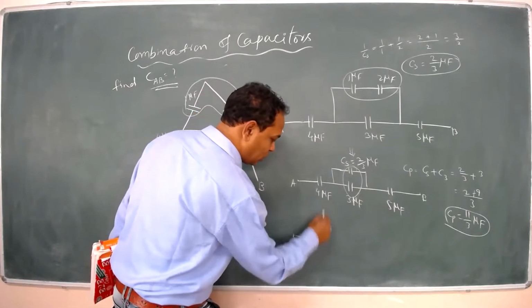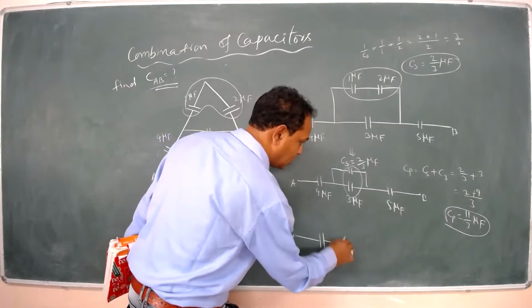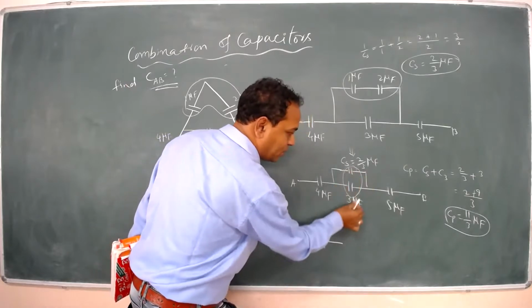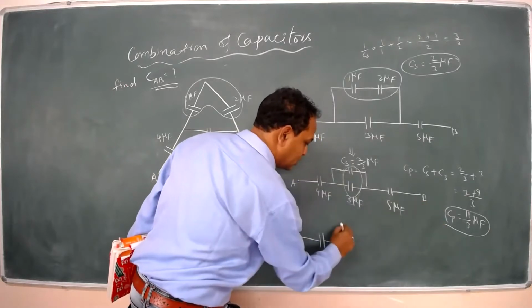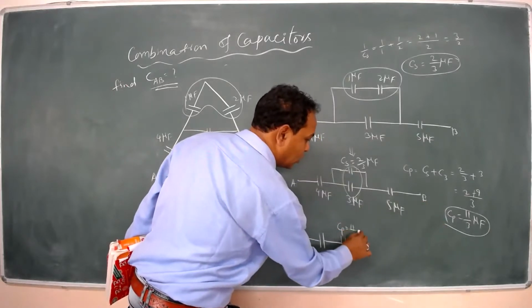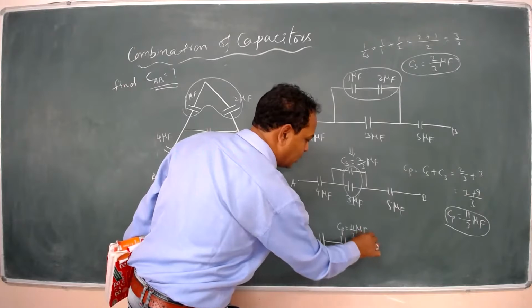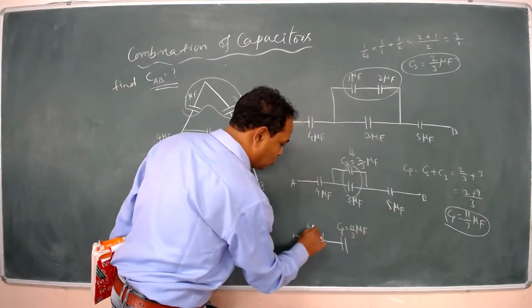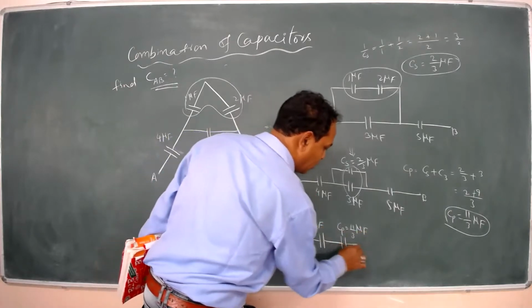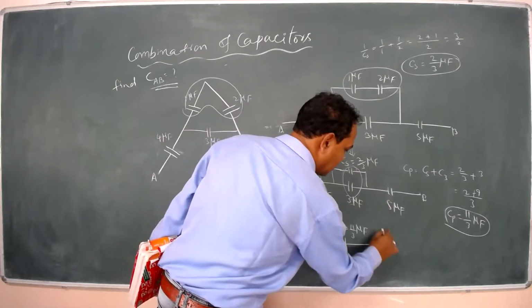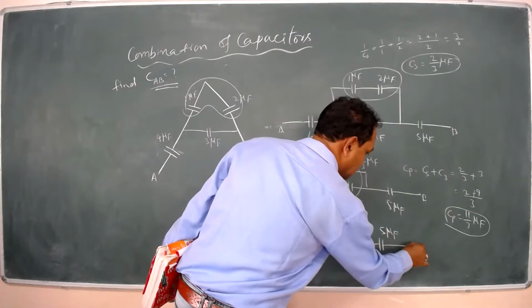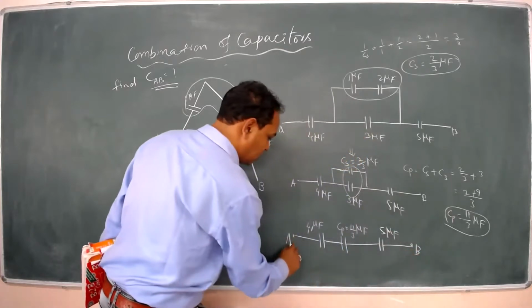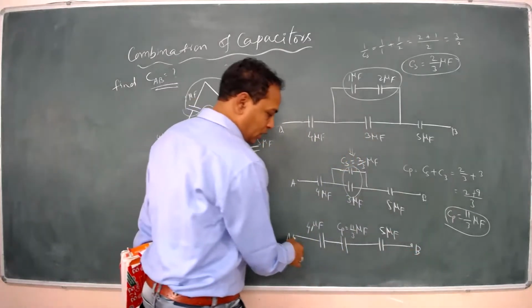Therefore, this circuit can further be written like this. This entire thing becomes parallel, that is CP, which equals 11 by 3 microfarad. This is already given, that is 4 microfarad, and one more here, that is 5 microfarad.